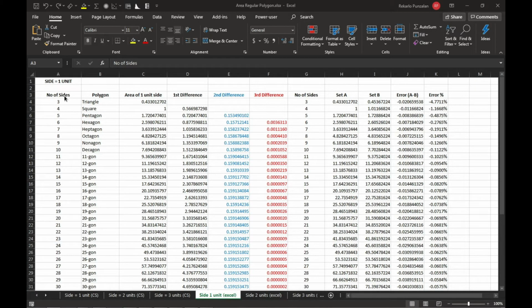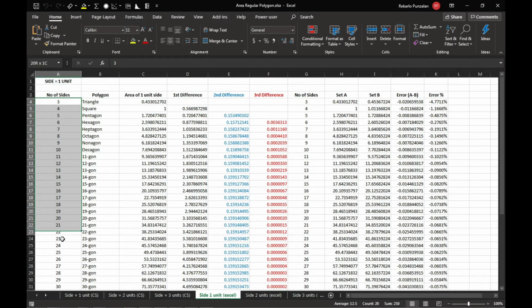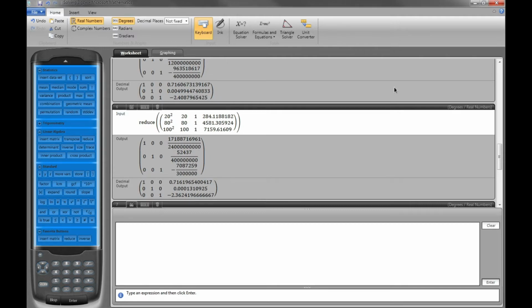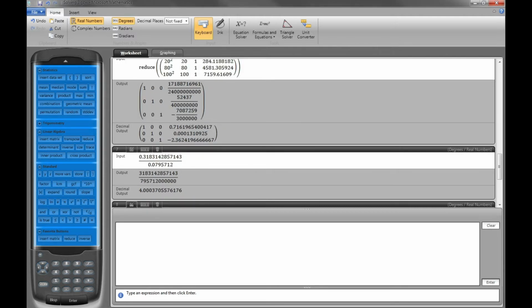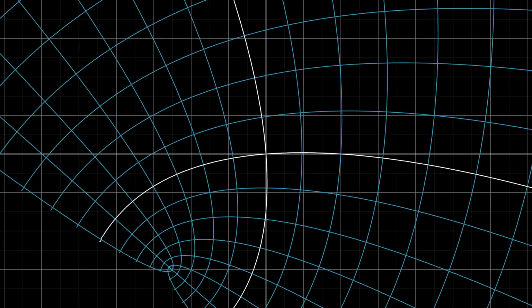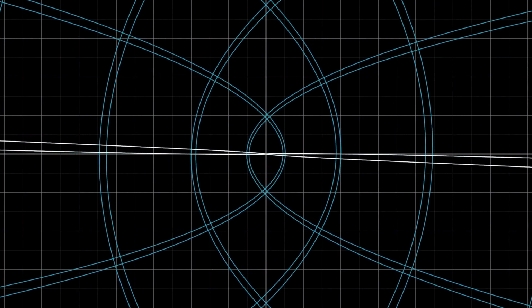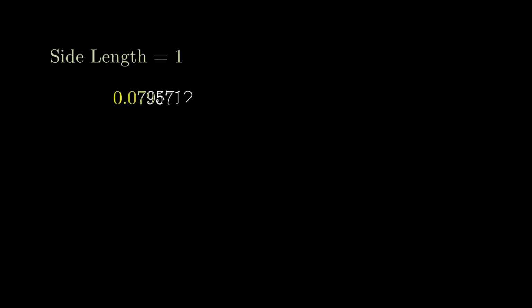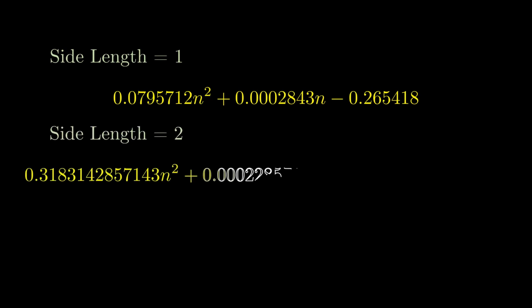I've used Excel and the formula we got earlier to encode the areas from the equilateral triangle up to the 1000-gon from side lengths 1 to 3 units. Then, applying a little bit of linear algebra, I've come up with varying formulas for each side length. For side length of 1, we have this function: 0.0795712 n squared plus 0.0002843 n minus 0.265418.